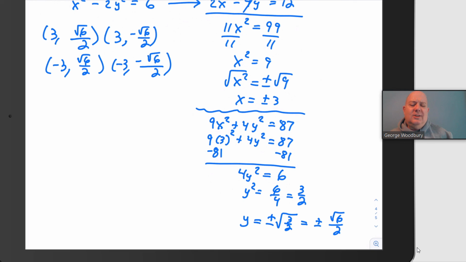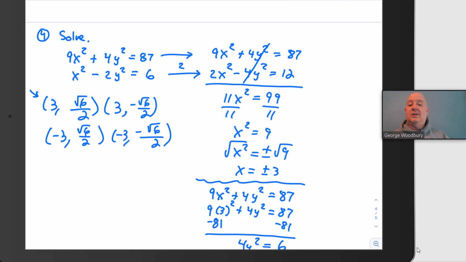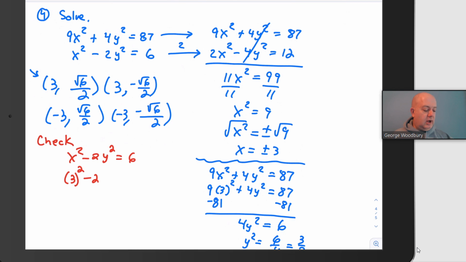The good part about checking these is that when we square each term, whether it's positive or negative, the squared result will be positive. And so we really only need to check one of these. The other 3 will go along for the ride with it. So using the second equation, x squared minus 2y squared equals 6. Put in 3 for x, minus 2 times root 6 over 2 squared. Does that equal 6?